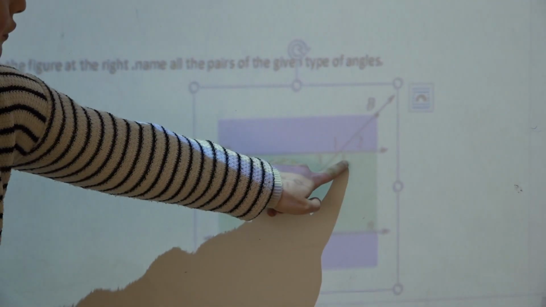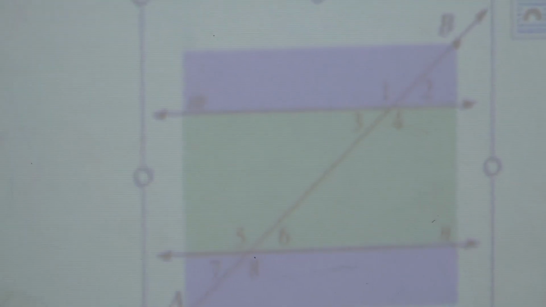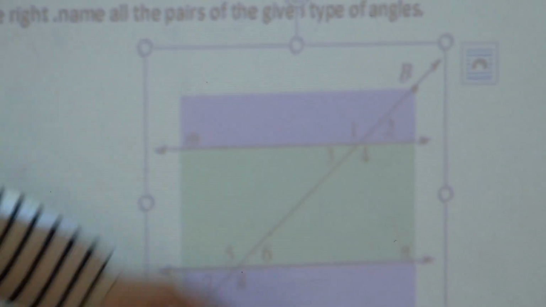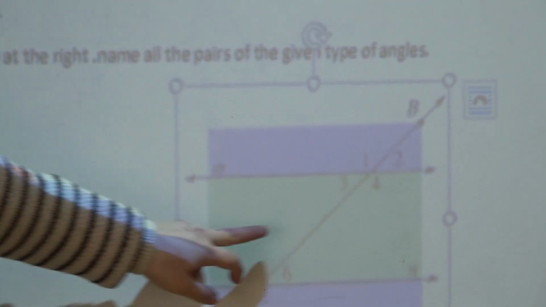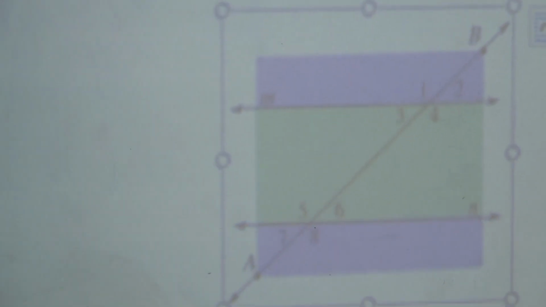Look, angles 3, 4, 5, 6. They are inside. They are between these two lines, and the one intersecting line is made there. So we call these interior angles. So angles 3, 4, 5, 6 are interior angles.